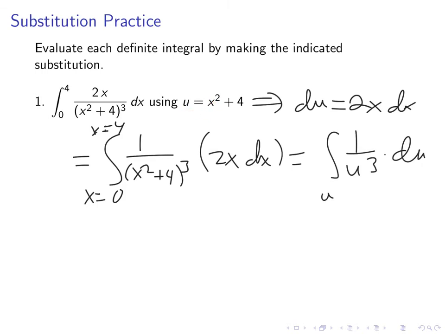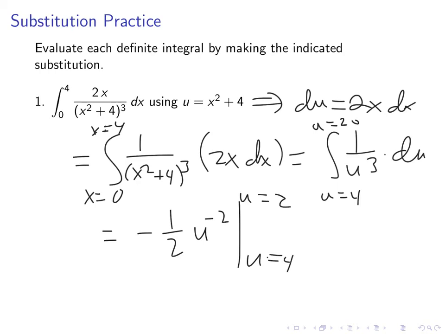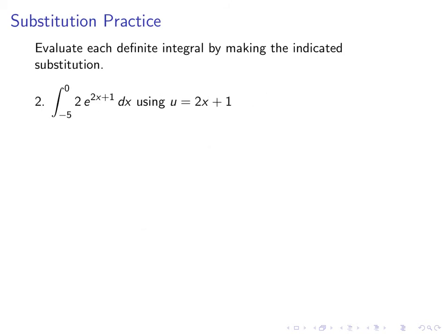And when x is 4, u is going to be 4 squared plus 4, which is 20. And so we saw before that the antiderivative here looks like that. Now we're evaluating from 4 to 20, and we can continue to do that. Here's this integral again.